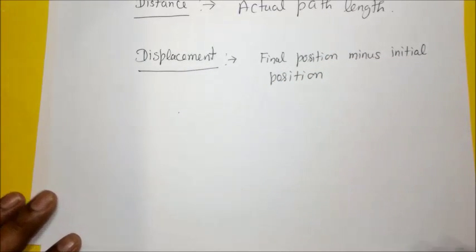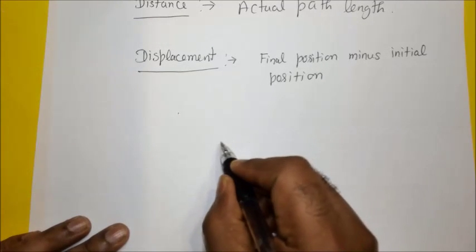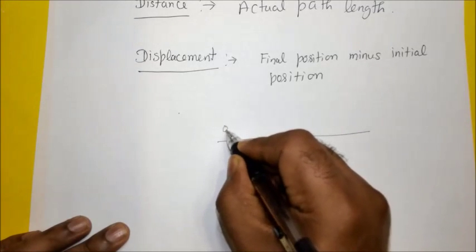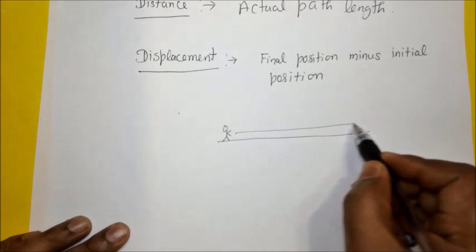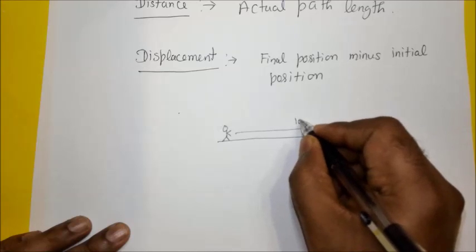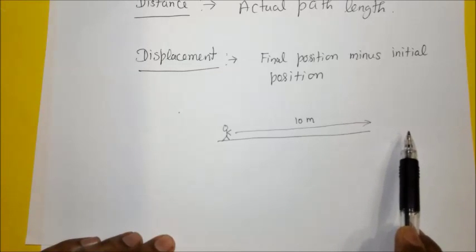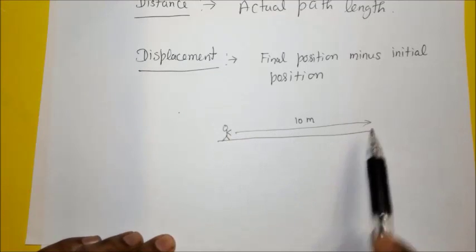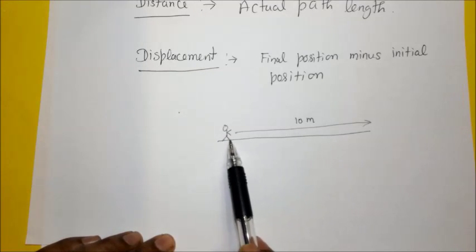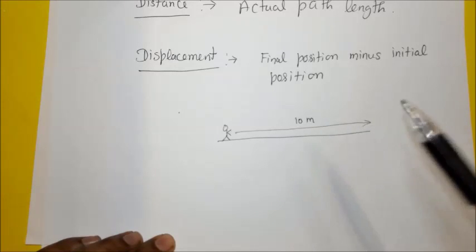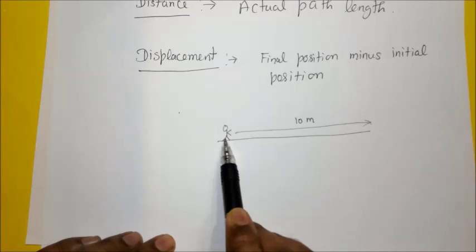I am going to explain the difference between the two with a few examples. Suppose someone is walking, he goes 10 meters this way. How much distance has he traveled? 10 meters. Okay, actual path length is 10 meters. How much displacement does he have? The initial position is this and the final position is this, so the displacement, final position minus initial position, is 10 meters.